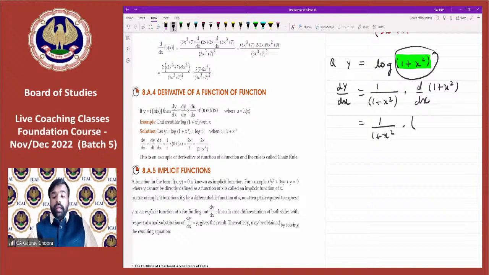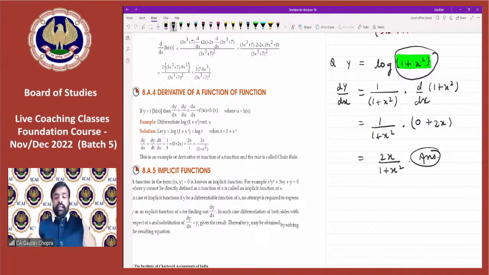Okay, now we can solve 1 upon 1 plus x square multiplied by. Now what is the derivative of 1? 1 is only a constant, so 0, and for x square it will become 2x. So the final result will be 2x upon 1 plus x square. This becomes the final answer.